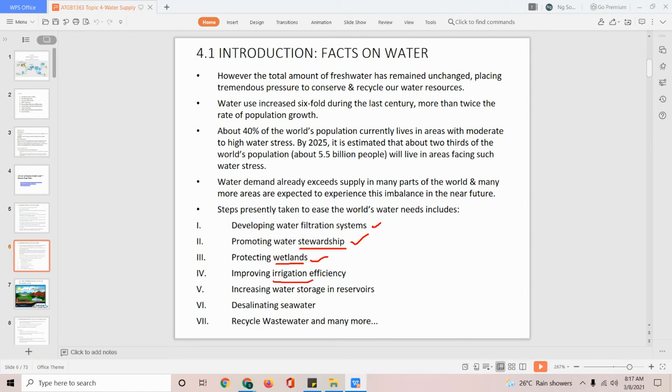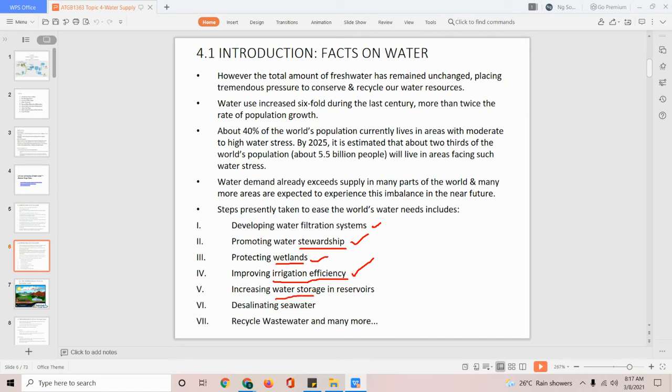We want to increase irrigation efficiency. As the video mentioned, agriculture actually uses up a lot of water. In terms of growing crops or feeding animals, all this takes up a lot of water. This one we are not able to see, but in reality, our water consumption causes a lot of water wastage from irrigation or agriculture.